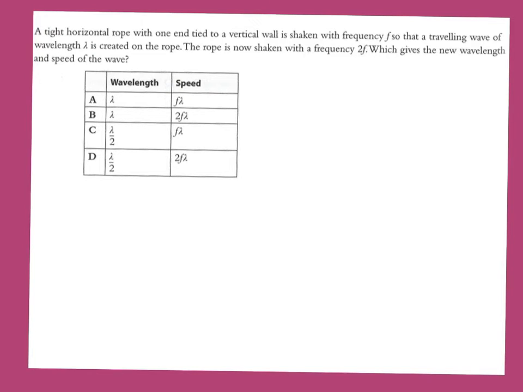Just like the speed of sound in air is always the same. Right? It doesn't matter how loud or how quiet or how high or how low the frequency is, it's going to have the same speed no matter what. So here, speed has to be the same. That means it can't be B and it can't be D. Right? The speed still has to be frequency times wavelength, just like it was before. Okay, so it's got to be one of those two.